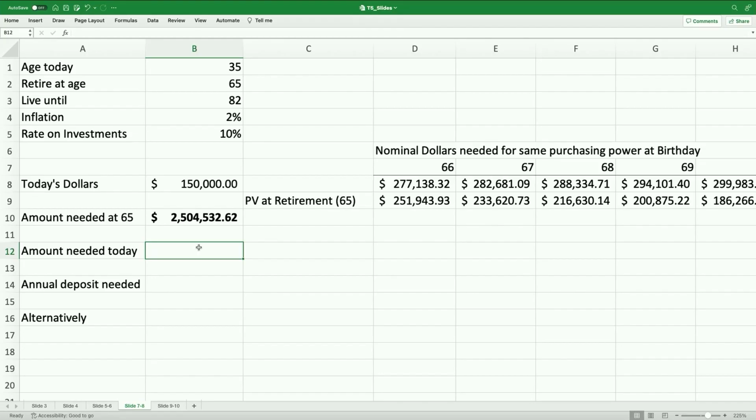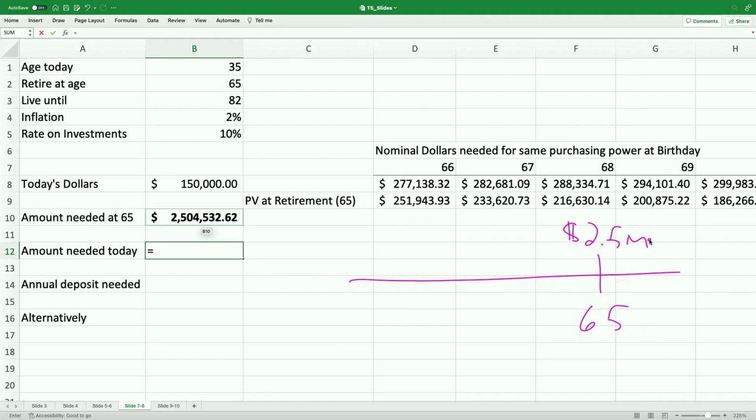Well, that's very simple. If I want something standing, again, think about an amount. Think of the timeline. Here's year 65. Here's the 2.5 million-ish I need. And I want to know what is its present value. I just discount it back 30 periods to get its value today at year 35, right? That's just a single cash flow present value formula.